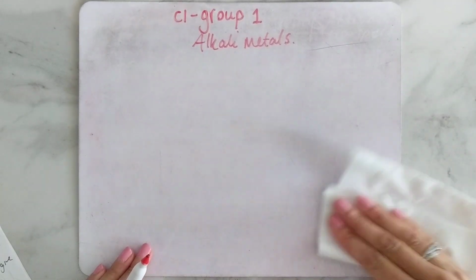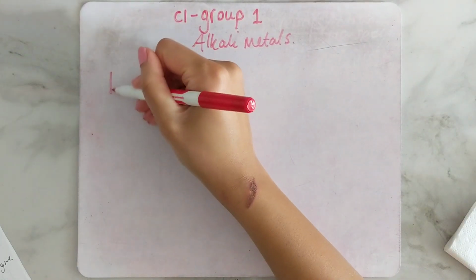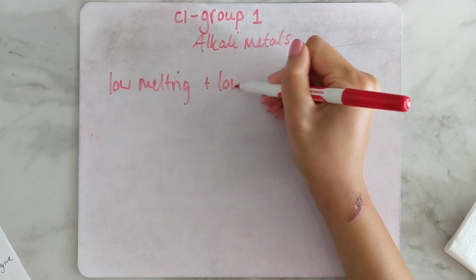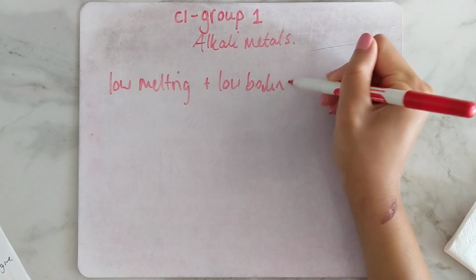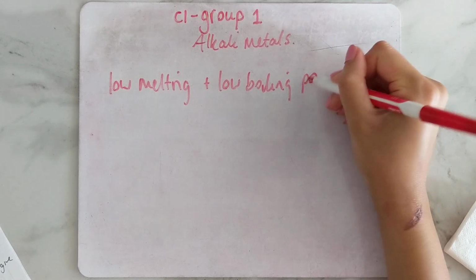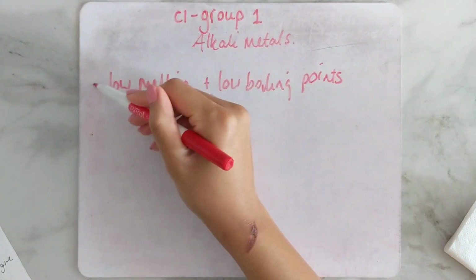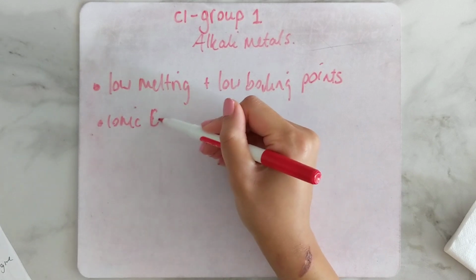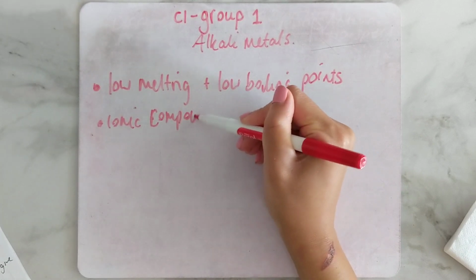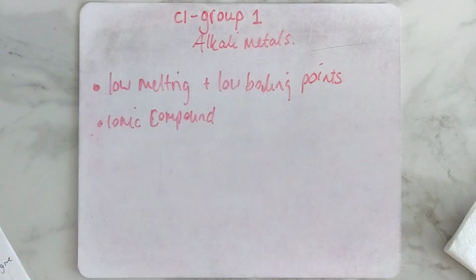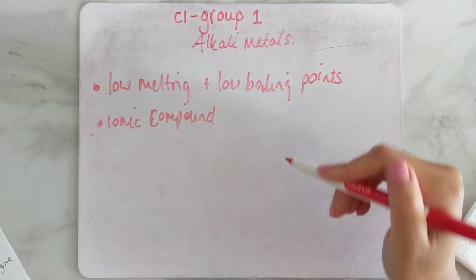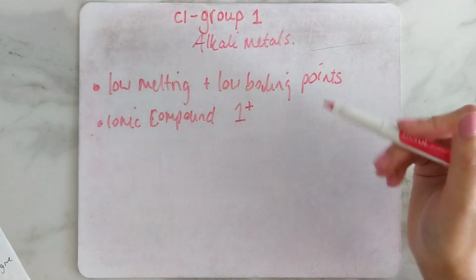Let's carry on with some more properties then. They have low melting and low boiling points. So this is all Group 1 metals, low melting and low boiling points. They form ionic compounds. If you're not sure what ions are or what ionic bonding is, I would go back and have a look at the video that I've made on ionic bonding. So ionic compounds with a 1+ charge.